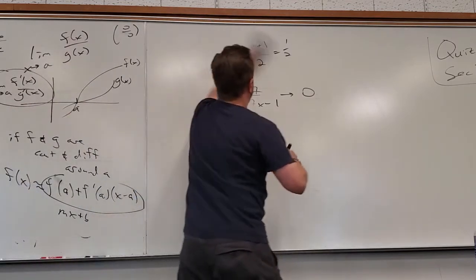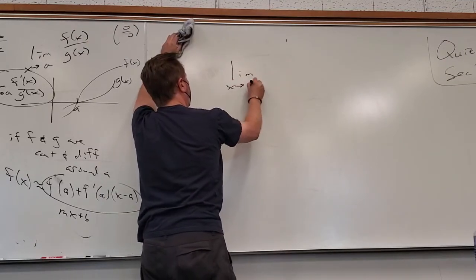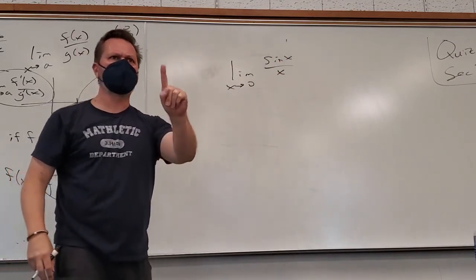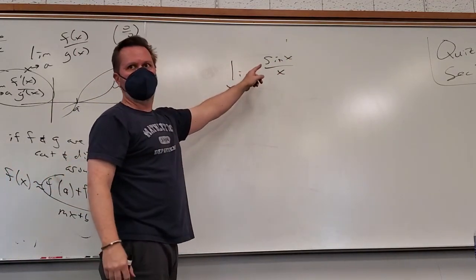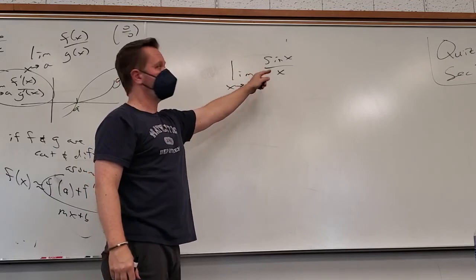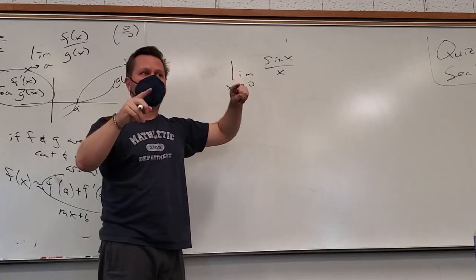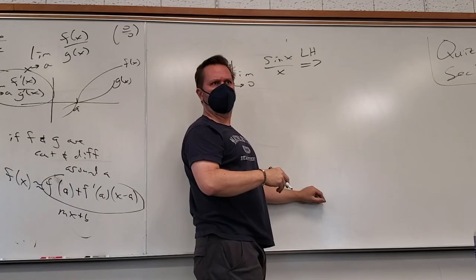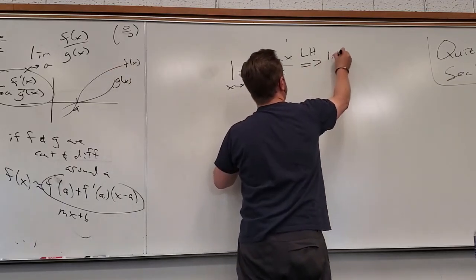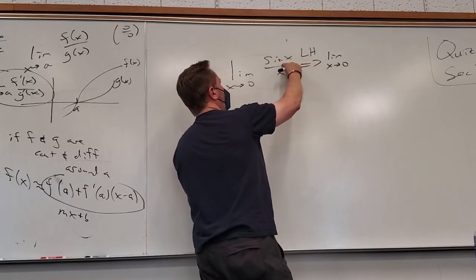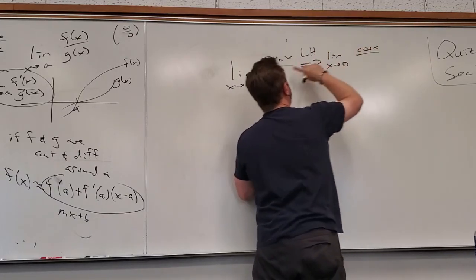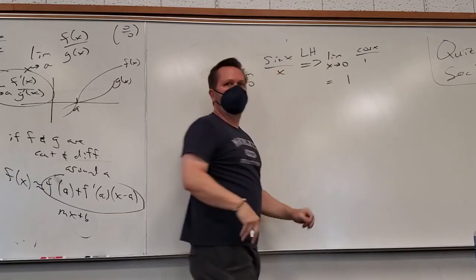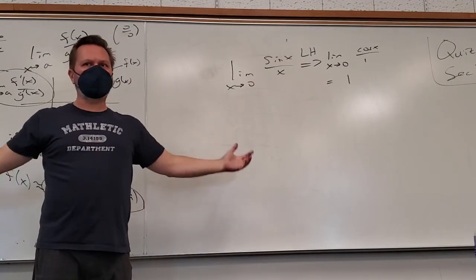Remember this guy? Is it indeterminate? Yes, 0 over 0. If it's indeterminate, I can apply L'Hopital's rule. That's what this is. So this is the same thing as, what's the derivative of sine? What's the derivative of x? 1. What's the limit as x goes to 0 of cosine x? 1. So much easier, right?